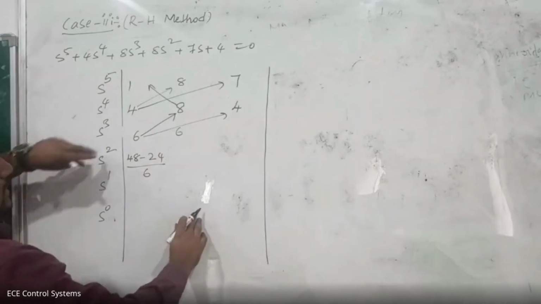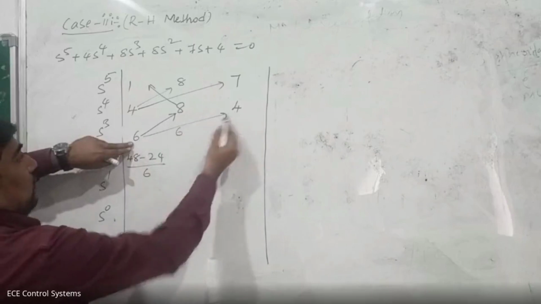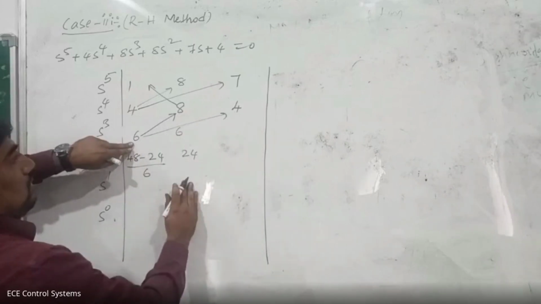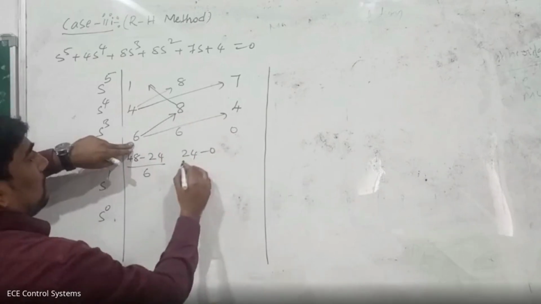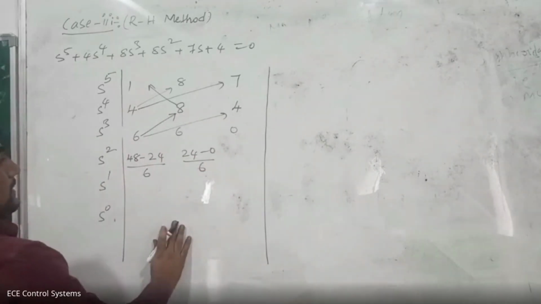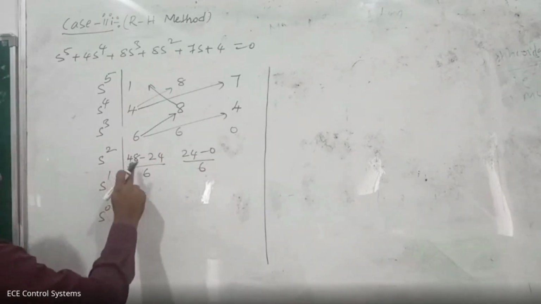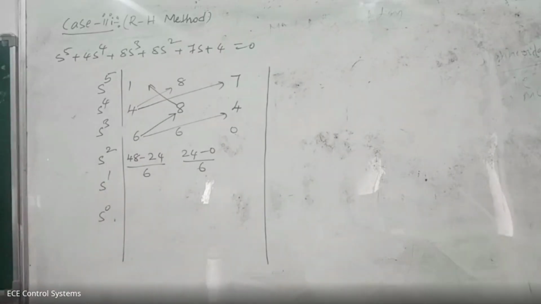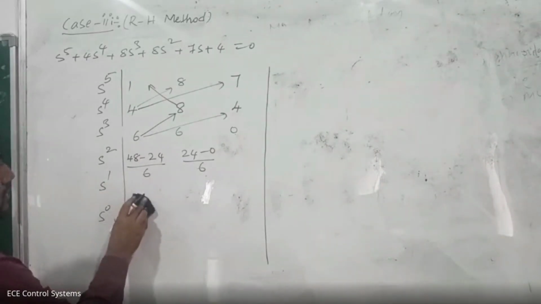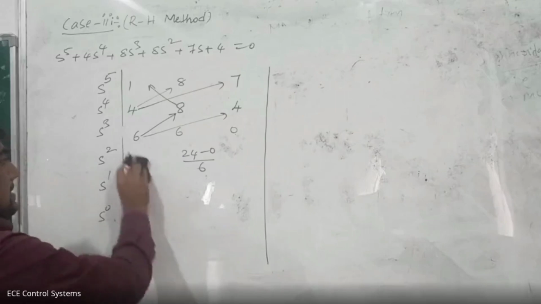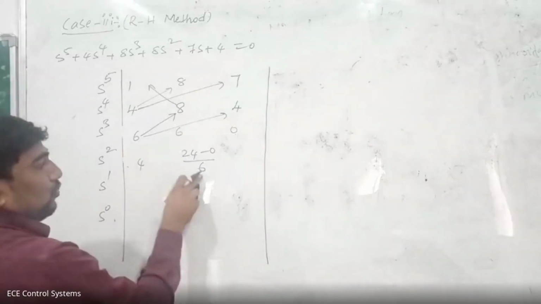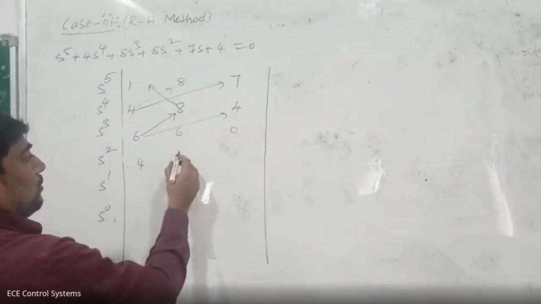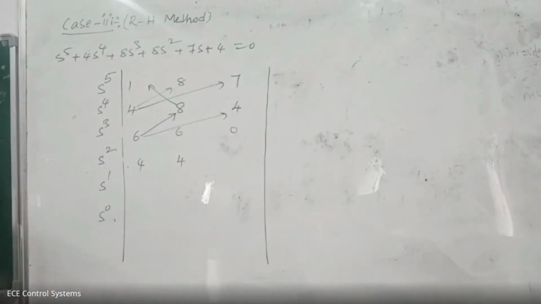Okay. Next one. 6 into 4, 24. This will be 0. 0 into something, 0 by 6. 24 by 6 is 4. This is also 4. Next one.